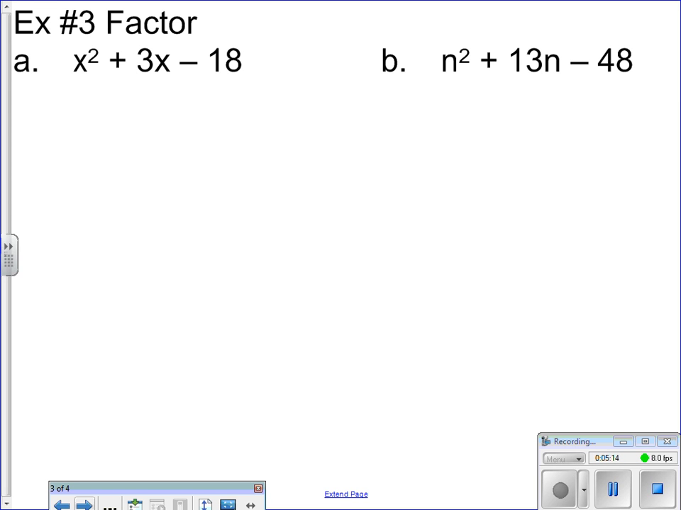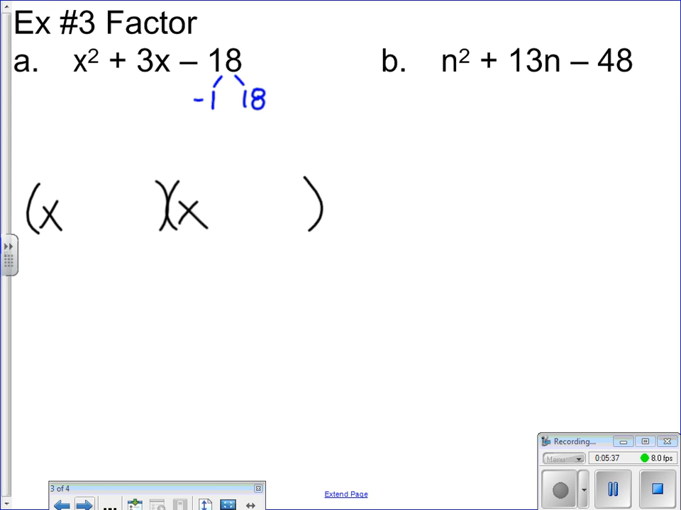In example 3, this time the 18 is the negative term. So I'm still going to have two parentheses to start, x in the front of each. And now I'm going to try to figure out what times what makes negative 18. Now, if you're going to have a negative 18, one of the numbers needs to be negative.